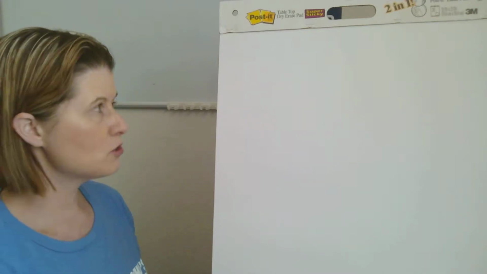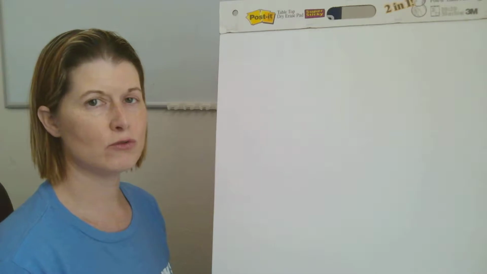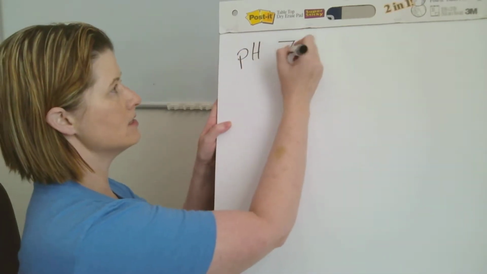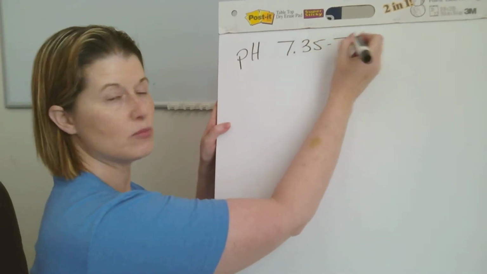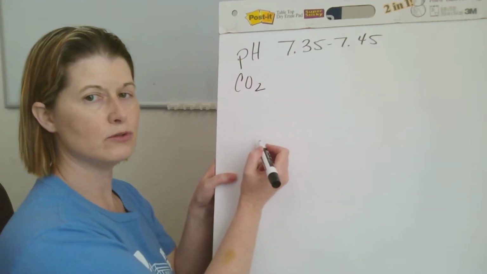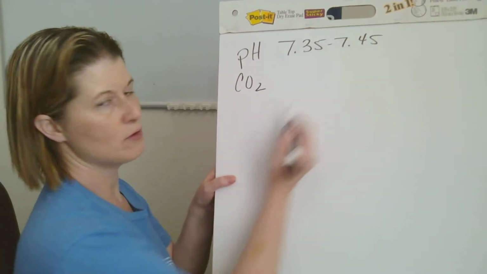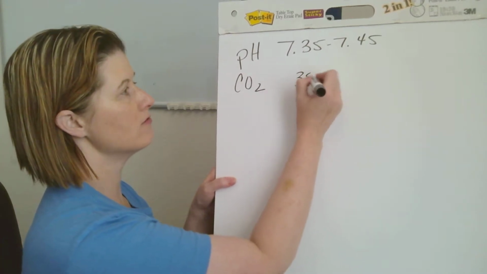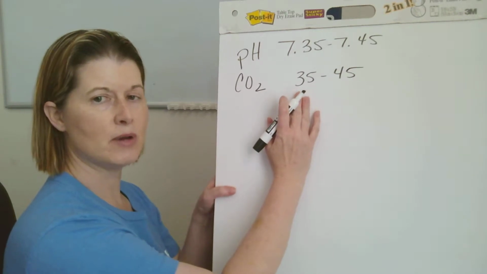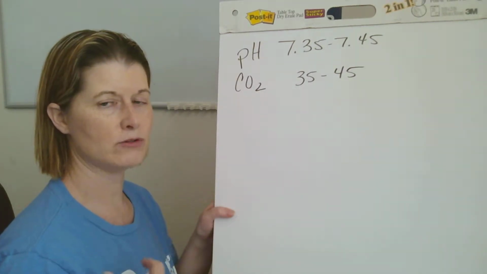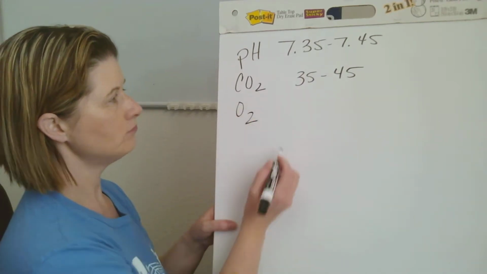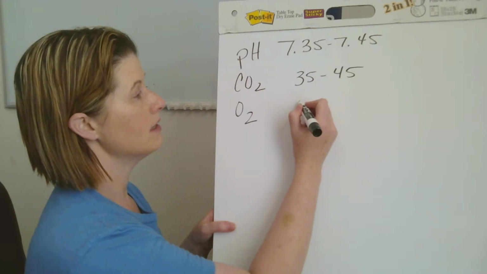All right? So when we talk about blood gases, you have to know the normals. So the pH is 7.35 to 7.45. Carbon dioxide, or CO2, is the same as the ending of the pH, so that's easy to remember, 35 to 45. And remember, carbon dioxide is affected by breathing, and we're trying to blow off our CO2, okay? And then oxygen, or O2, should be 80 to 100.